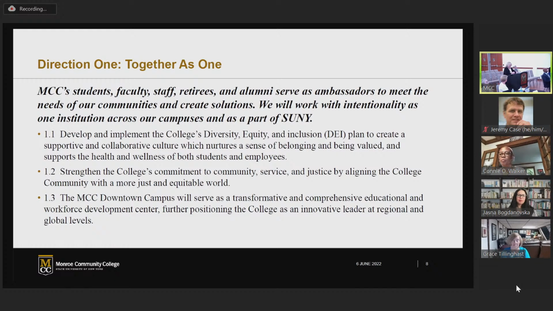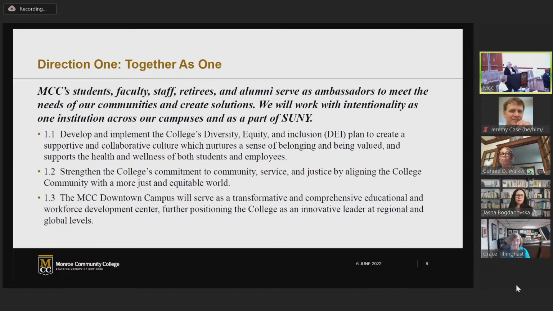You already changed, thank you. And so we started out, as I talked to you about community, we kind of said, you know, it's time for us to talk about being together as one. And so we changed and moved really from replacing organizational culture to what we thought this meant for MCC and for us. And it specifically mentions all members of our MCC community, our students, our faculty, our staff, but it brings up our retirees and our alumni.